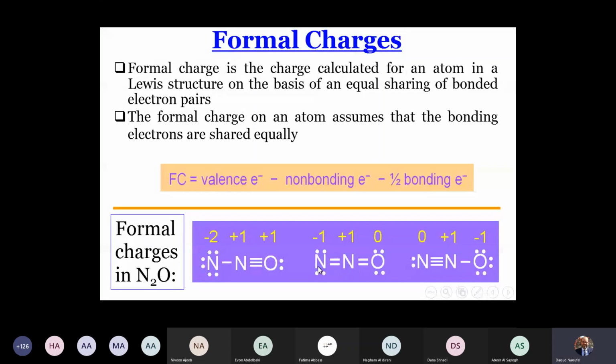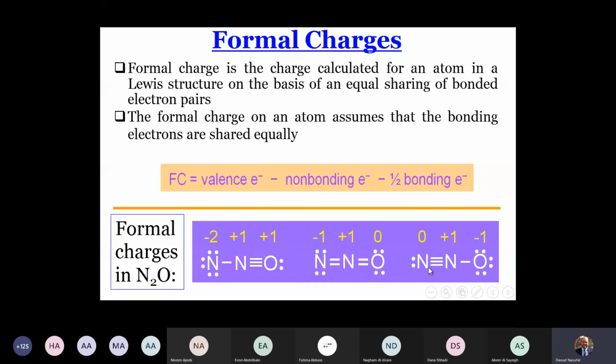For the first nitrogen, we have 5 minus 4 minus 2, so minus 1, the formal charge. The second nitrogen, 5 minus 0, we don't have non-bonding electrons, minus 4 bonds, so it's equal to plus 1. In the oxygen, we have 6 minus 4, we have 2 lone pairs, minus 2 bonds, is equal to 0.